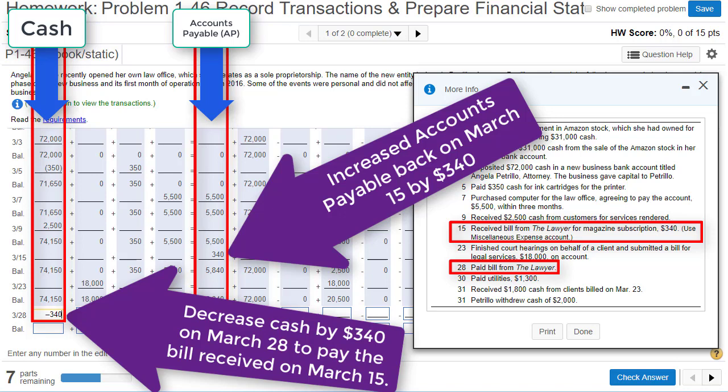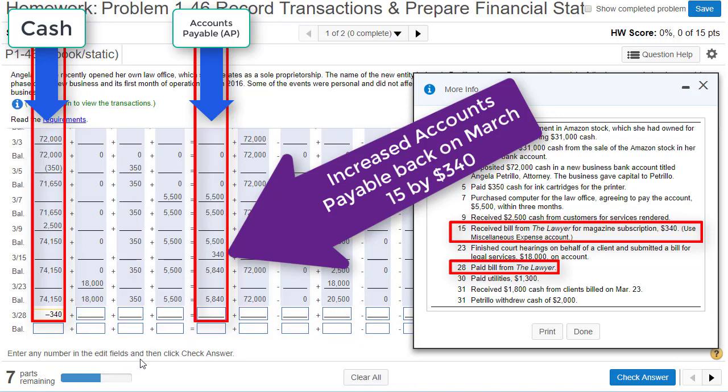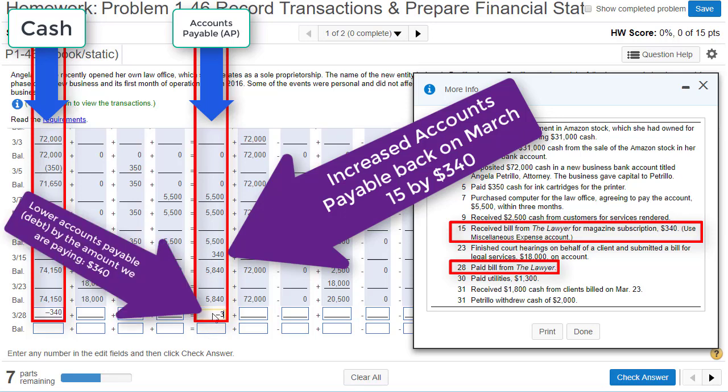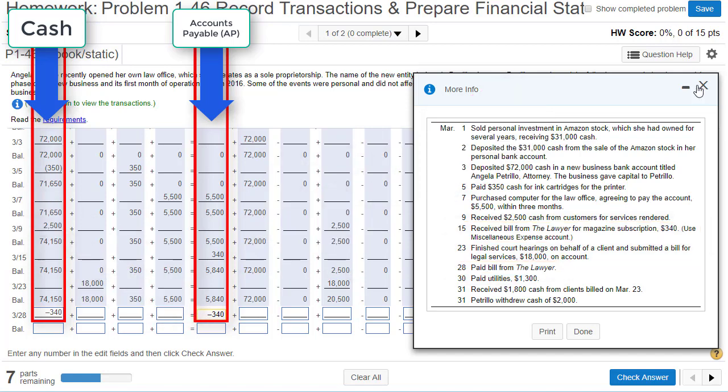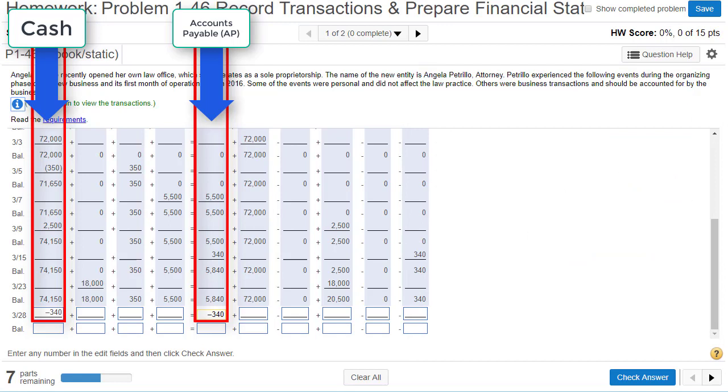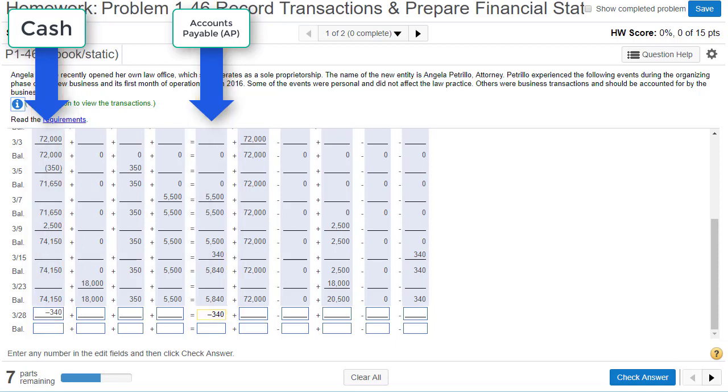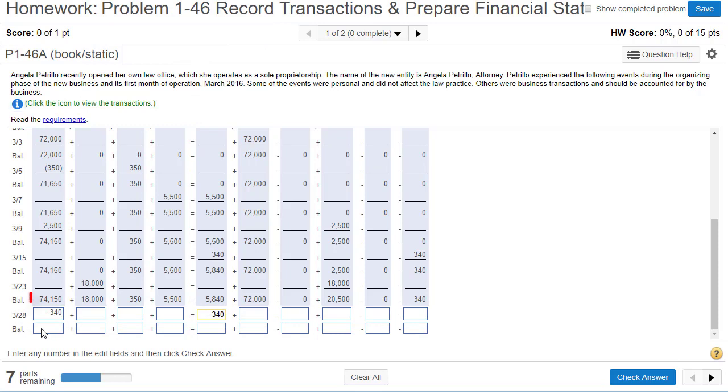And now that we are paying off that debt, I will lower accounts payable by putting minus $340 under accounts payable. This is because our debt is decreasing. And notice I did not put any zeros in the unaffected accounts on the transaction row. Now, before we move on, we should double check that the two accounts have an equal effect on each side of the accounting equation. We have minus 340 on the left side of the equation, and we have minus 340 on the right side of the equation. Therefore, the equation balances. Now we can bring down the totals.